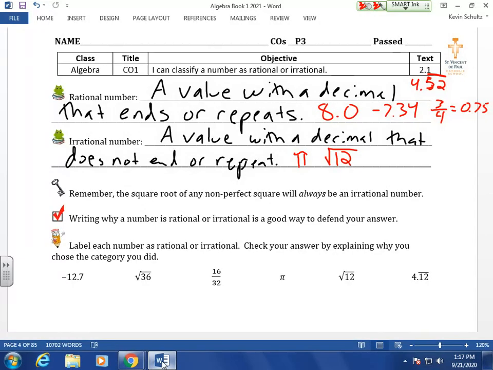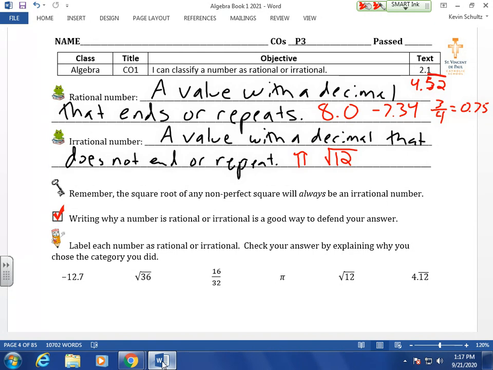So there's the root of 12. There are perfect squares and there are non-perfect squares. Perfect squares are numbers where you can multiply something times itself to get that expression. The root of 16 is a perfect square because it's 4, and 4 times 4 is 16. The root of 81 is 9. Perfect square. 9 times 9 is 81.